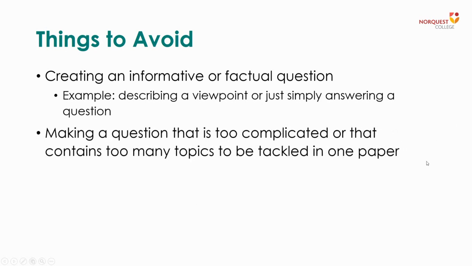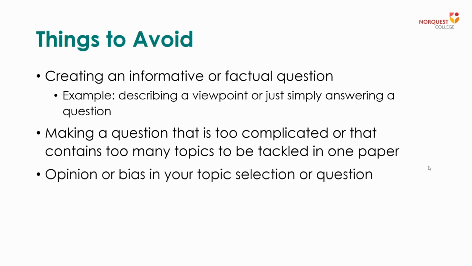Second thing you want to avoid is making a question that's way too complicated or contains too many topics to be tackled in one paper. So you may think that adding maybe 3, 4, 5 different topics within the text of a question makes it more specific, and you might think it might be better. However, like I said, making a question that's too specific backfires on you in the end because it prevents you from finding information. Also, if your question is way too complicated, it's going to be hard for your reader to understand what your goal is. Like, what is the point of your paper? What is the point of view you're trying to argue? So you want to try and keep it relatively straightforward with about two topics.